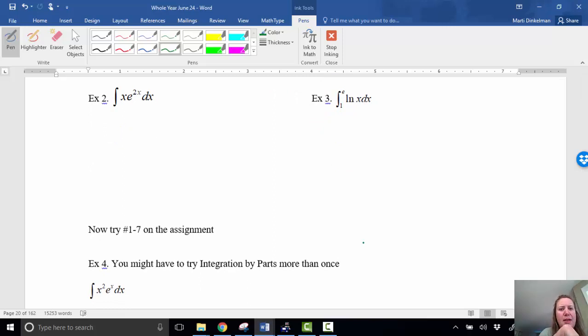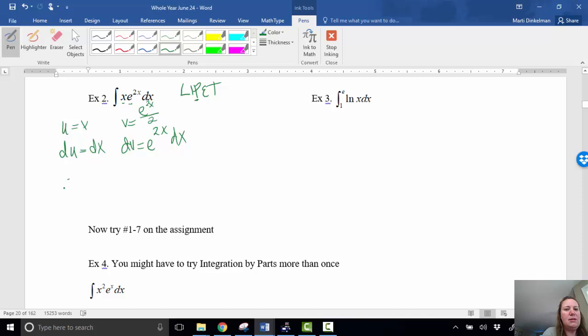So again, thinking about LIPET, we basically here have a polynomial and an exponential. Polynomials take precedence over exponentials. So u is going to be x, and I like to have all this organized here and ready to go. So dv is the rest. That would be e to the 2x dx. To find du, we just take the derivative of that x, so that's a 1, but we put a dx there. And here we take the antiderivative, so that's going to be e to the stuff divided by the derivative of the stuff.